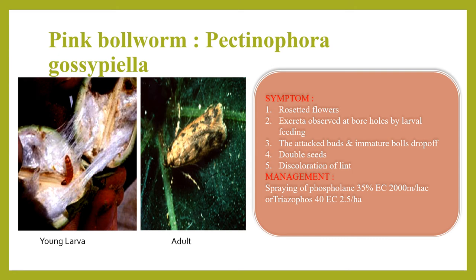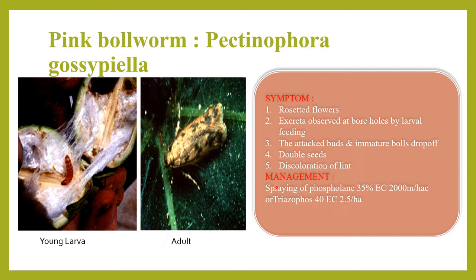Coming to the pink bollworm, which is a very important pest in cotton, scientifically called Pectinophora gossypiella. The major symptoms are rosette formation of the flowers and excreta at the bore holes made by larval feeding. They attack the buds and immature bolls and make the immature bolls drop off. The seeds are damaged, and discoloration of the lint also happens due to the pink bollworm.